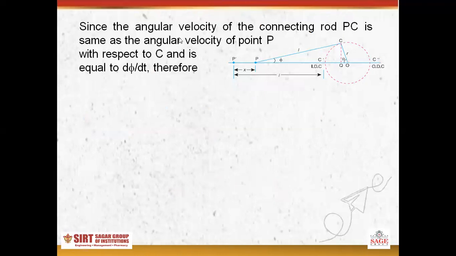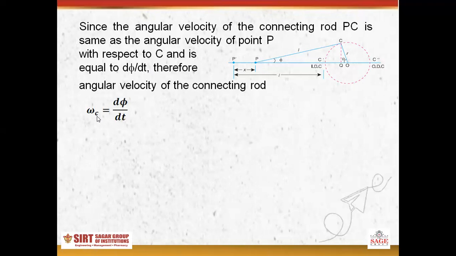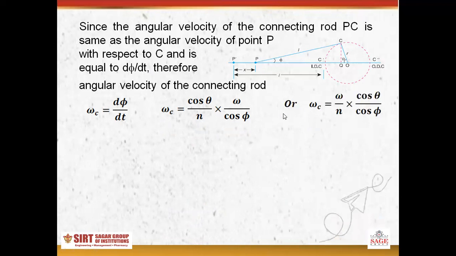Now here you can see that the angular velocity of the connecting rod PC is the same as the angular velocity of point P with respect to C, which equals d phi upon dt. Therefore, the angular velocity of the connecting rod, omega C, equals d phi upon dt. Substituting the value of d phi upon dt from the previous equation, we can write omega C equals omega upon n, cos theta upon cos phi.